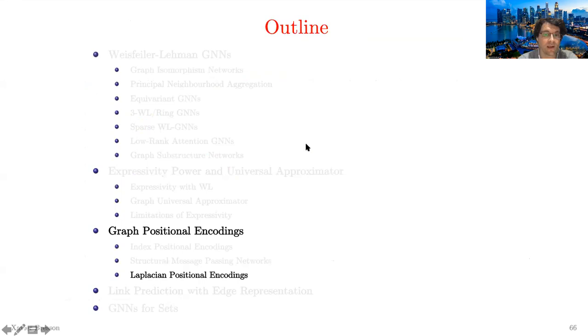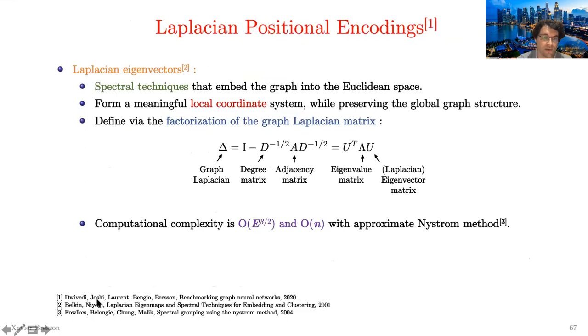So an alternative to the index positional encoding for graphs is to use the Laplacian positional encoding. This is something that we introduced in this paper. So what are Laplacian eigenvectors? This is a spectral technique that embeds a graph in a Euclidean space. This will produce a local coordinate system while preserving the global structure of the graph. So how do we get this coordinate system? We use the graph Laplacian.